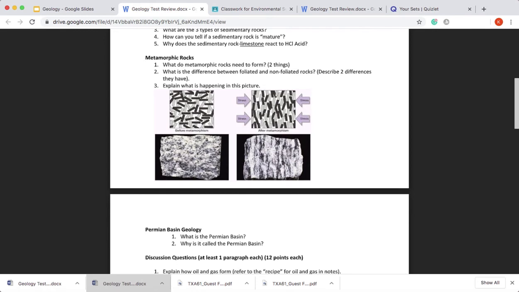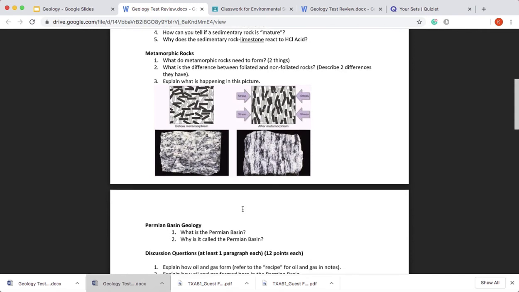So imagine being compressed and squeezed. This rock, like an accordion, transforms, and it has these really nice lines here. So this is an igneous rock, but through heat and pressure, it turns into metamorphic rock.